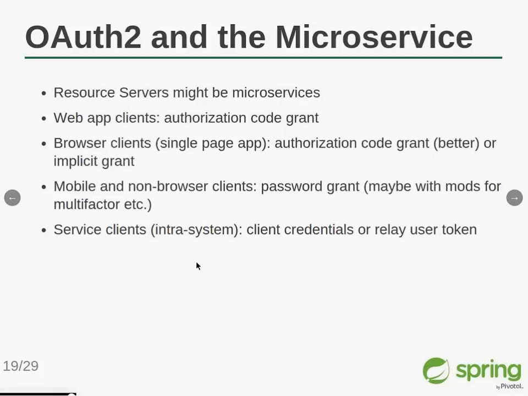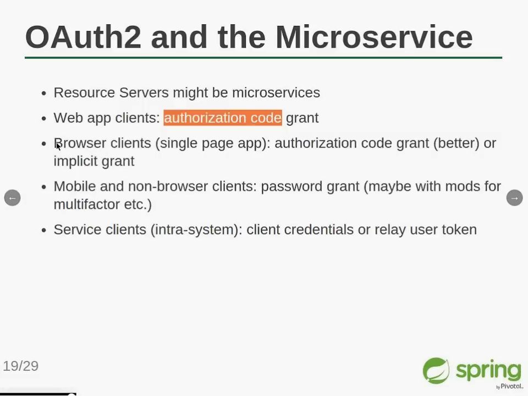Okay, so how is all this relevant to what we came to talk about today, which is microservices? So these resource servers that we've been talking about, the ones that are accepting token headers, might themselves be microservices. So a typical picture would be you have a web app client maybe at the front end of your system, which uses authorization code grants, which is an OAuth2 protocol, to acquire an access token on behalf of the user. So you'll see that flow in a minute if I get time to demo it.